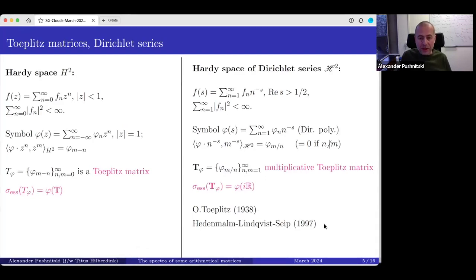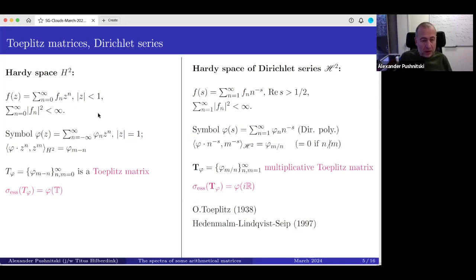Now, to describe the second origin, for a moment, I have to digress and talk a little bit about Hardy space and Hardy space of Dirichlet series. Okay. So let's start with the classical Hardy space. This is the space of functions analytic in the unit disk. And it's defined as the space of all power series of this form, where the coefficients are square summable. And you should think of z as a variable inside the unit disk, but if you wish, you can also go to the boundary and think of this as a Fourier expansion of your function on the circle.